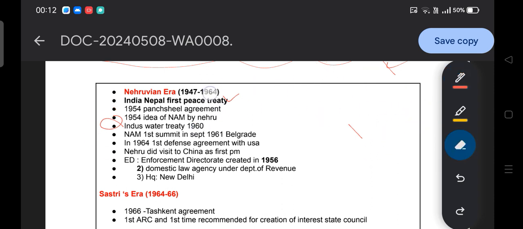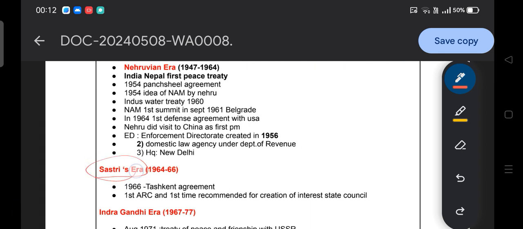Okay, this is all about your Nehruvian era, where we have discussed all the things. Now I am going to switch to Lal Bahadur Shastri. Can anyone tell me what Lal Bahadur Shastri is famous for? Jai Jawan, Jai Kisan, okay. So this is not going to be asked in your examination, but what is asked? The era is 64 to 66, it's not important.